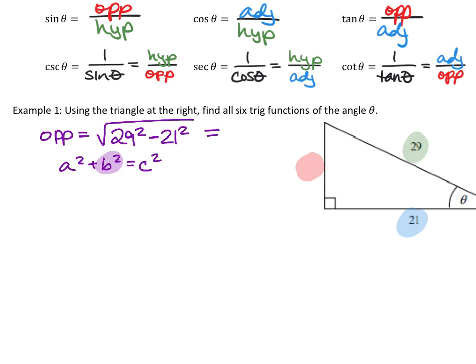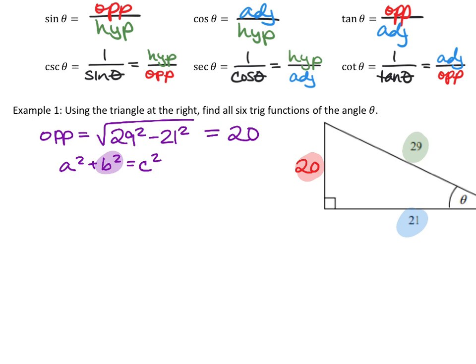I see some people typing. What's it equal to? 20. If we get a radical number or a decimal, you'd have to leave it in radical form. But since we got a nice pretty number, 20, we can write it as 20. Cool. That means the opposite side is 20.